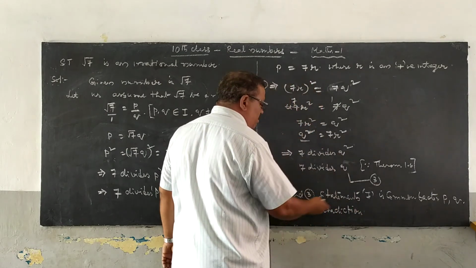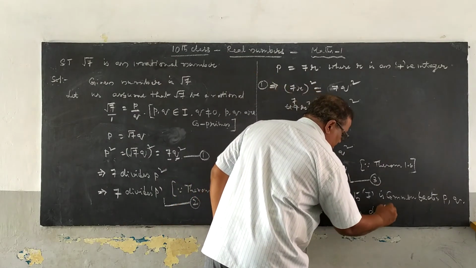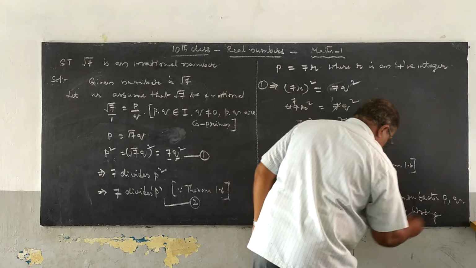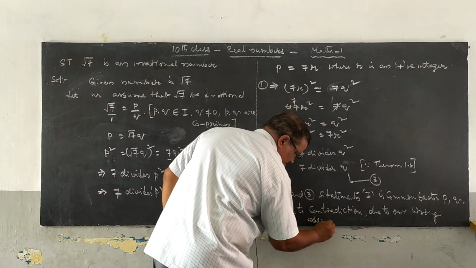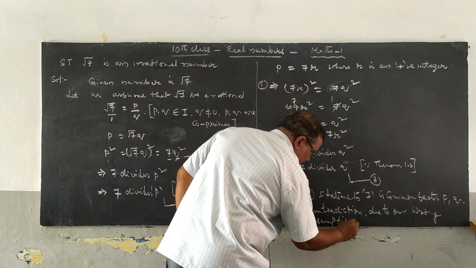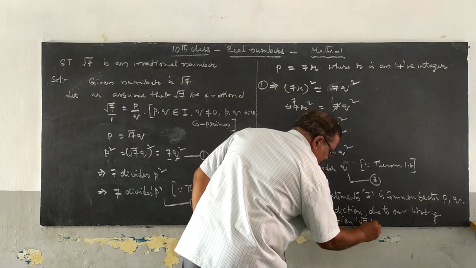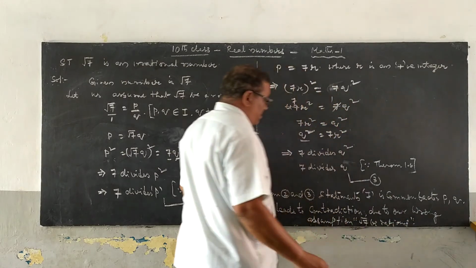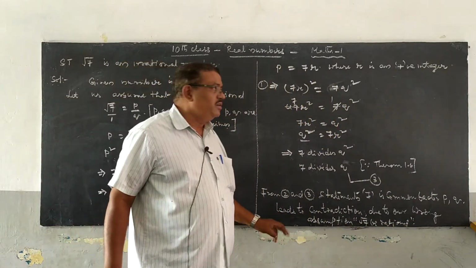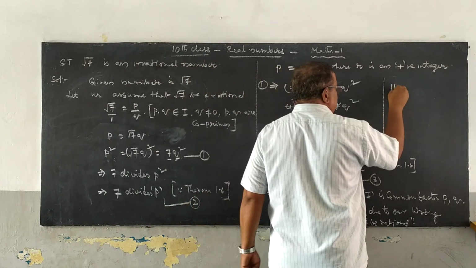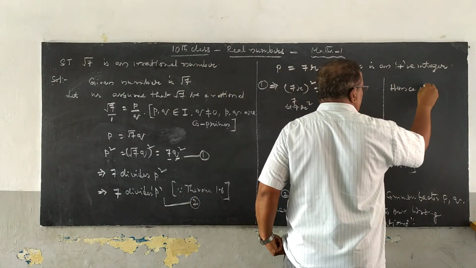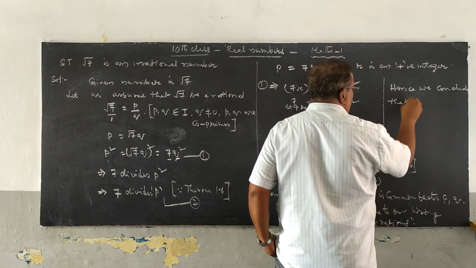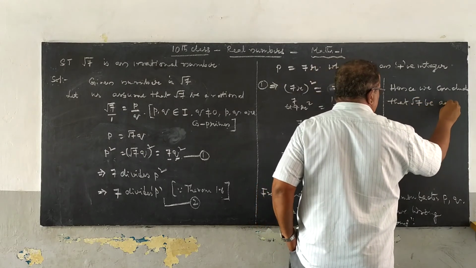So how does this contradiction come? Due to our wrong assumption. What is the wrong assumption? Root 7 is rational. This is our wrong assumption. Hence, finally we come to the conclusion: hence, we conclude that root 7 is an irrational number.